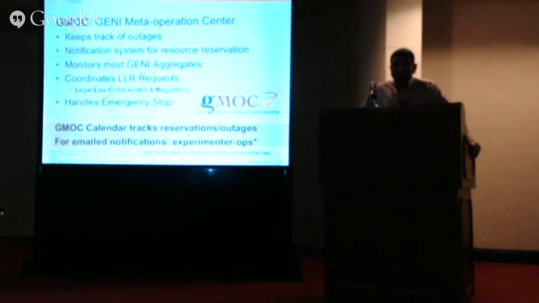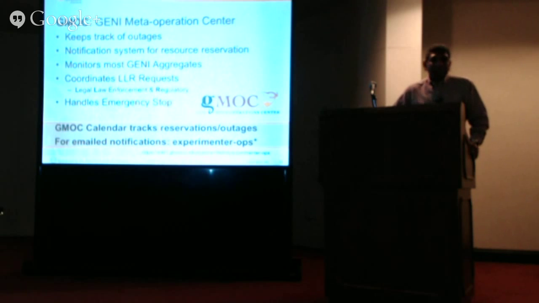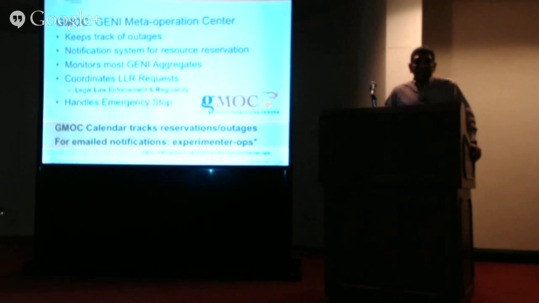Another important function of the GMOC is handling emergency stop. As you can imagine, when you have networks like this with large numbers of resources, people might be tempted to do things that they should not be doing, or slices might unintentionally do bad things, such as sending traffic on the internet that they should not be. So there's an emergency stop procedure that the GMOC carries out in coordination with the campus operators. They can shut down a slice or an experiment if they suspect something bad is happening.